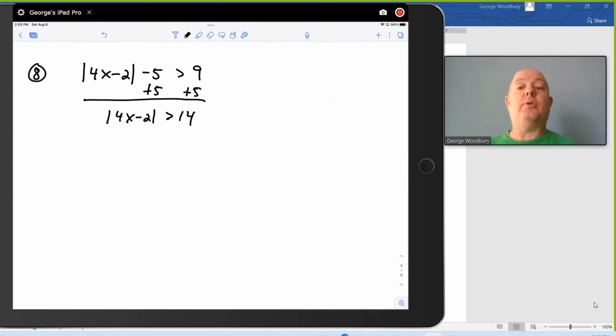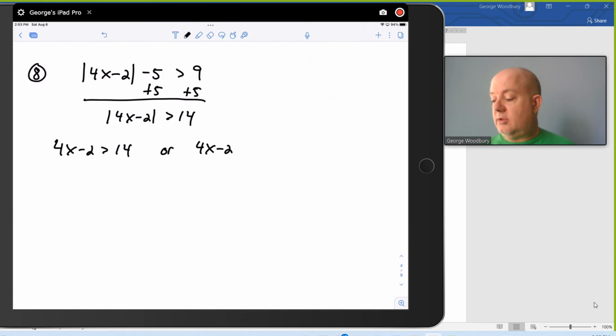Because we have an absolute value greater than a positive number, we split this into 4x minus 2 is greater than 14, which is basically what we had there without the absolute value bars, right? Just drop the bars. That's your first inequality. For the second one, take 4x minus 2, and we change the sign from greater than to less than, and we replace 14 by its opposite, negative 14.